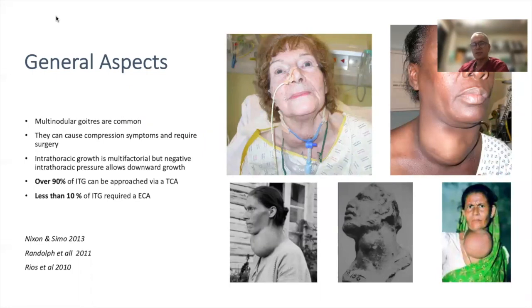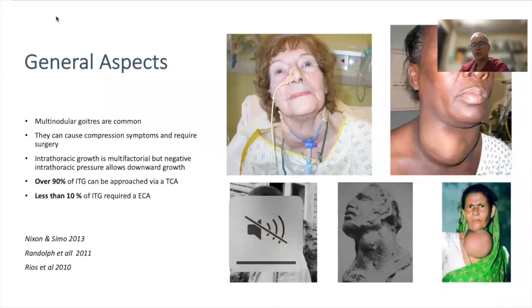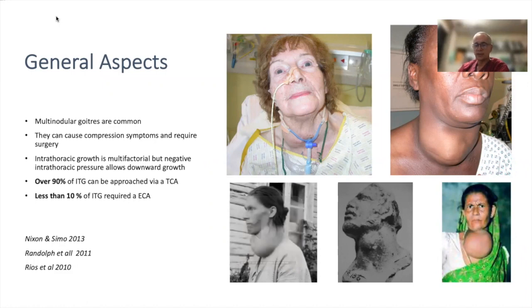About 90% of these goiters can be approached by a transcervical approach, and around 10% will require what we call an extracervical approach. That has been really well documented in the literature. Obviously, here at Guy's Hospital, being a tertiary center for this, these figures may be slightly different and skewed.